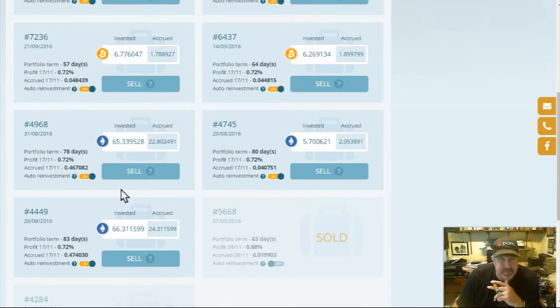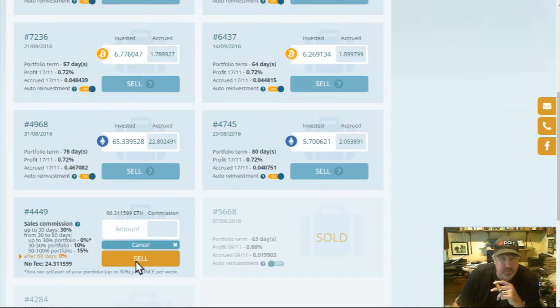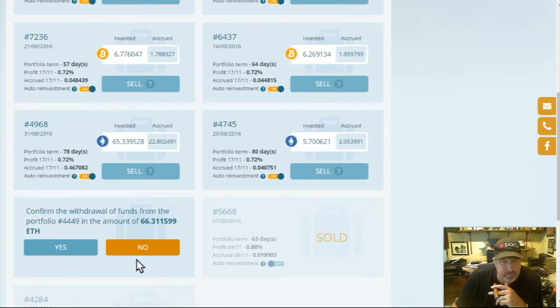So we're going to try and sell these three portfolios and liquidate all three of them and move that Ethereum out into my outside wallet. So let's go ahead and try one of these right now. We're going to sell this first one. We're going to sell the total amount, which is 66.311599, and say sell, confirm it, yes.